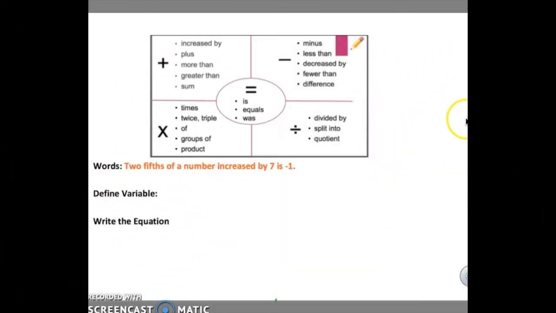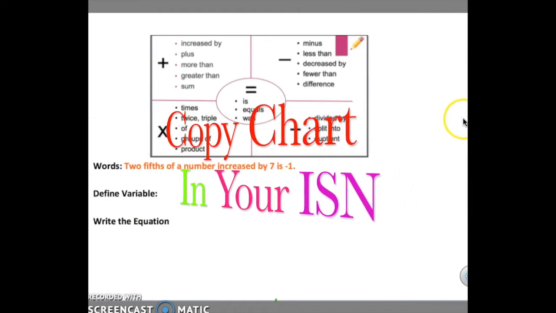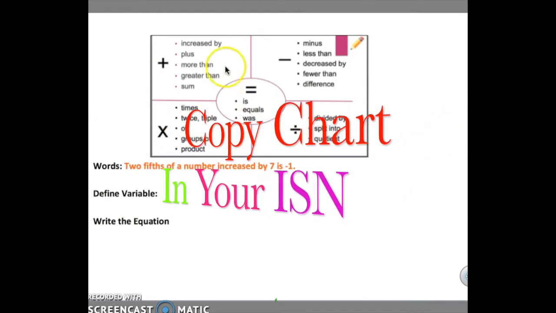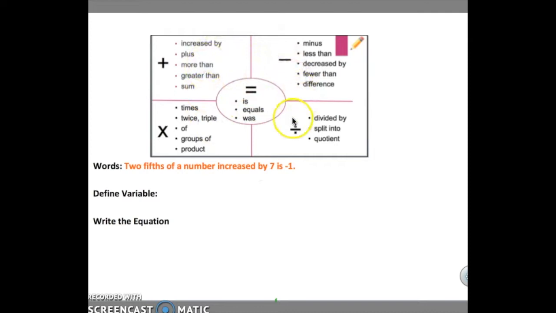Let's take a look at writing equations from word problems. But before we get started, let's take a look at some key words that are going to help us. Plus, addition sign here: increase by, plus, more than, greater than, sum.